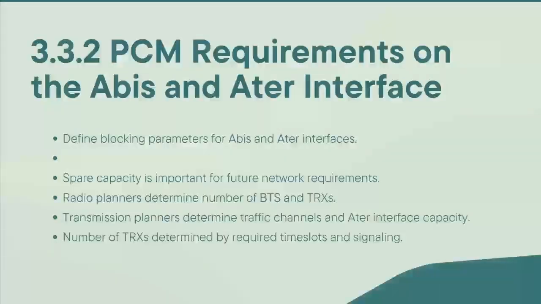So moving on to the next slide is about the pulse code modulation requirement on the A-bis and the Ater interface. The transmission planner also needs to define blocking parameters for the A-bis and Ater interface. For the A-bis interface, it is usually around 1 to 2%, and for the Ater interface, it is usually around 0.1 to 0.5%. Spare capacity is also important for the future network requirement, and the radio planning engineer determines the number of base transceiver stations and the TRX.